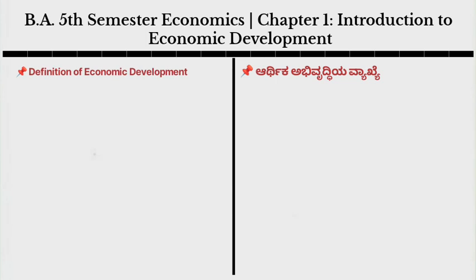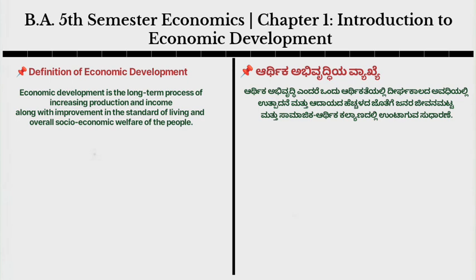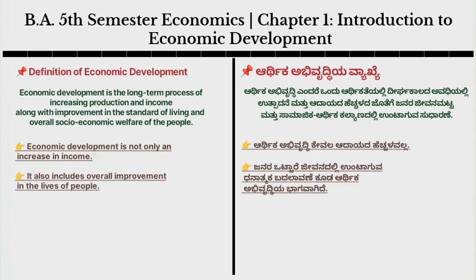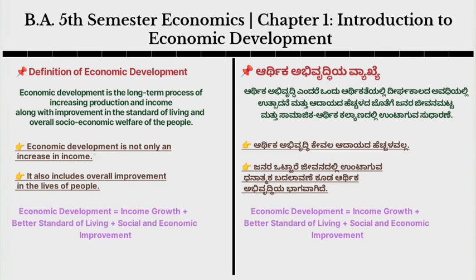Definition of economic development. Different economists have explained economic development in different ways. In simple words, we can understand it as: economic development is the long-term process of increasing production and income, along with improvement in the standard of living and overall socio-economic welfare of the people. So, remember this important point: economic development is not only an increase in income, it also includes overall improvement in the lives of people. We can remember it like this: economic development equals income growth plus better standard of living plus social and economic improvement too.